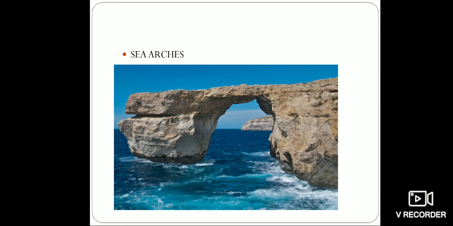These are sea arches. Sea arches are formed because of the erosional action of the sea waves. As you can see, the continuous erosion of the sea waves has deformed this rock and a bridge-like structure has been formed. These are sea arches.